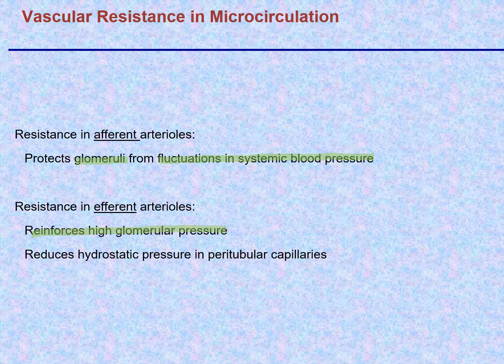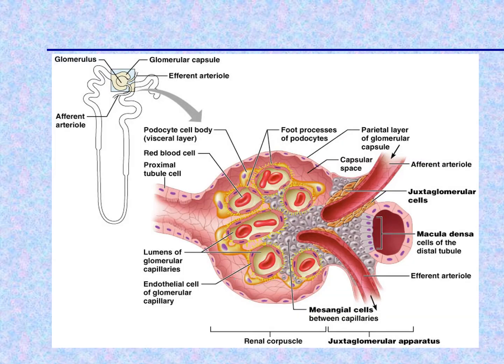So if glomerular pressure is too low, you get a little constriction in the downstream efferent arterioles, and that raises the pressure. If you get any dilation, that will lower the pressure if it's too high in the glomerulus. It helps to maintain proper hydrostatic pressure in the peritubular capillaries and prevents it from getting too high. So it can reinforce or reduce pressure to help maintain glomerular pressure at adequate levels.